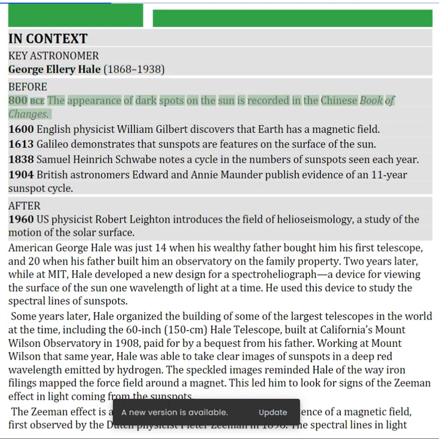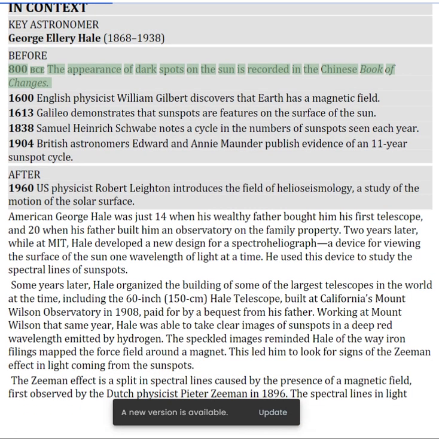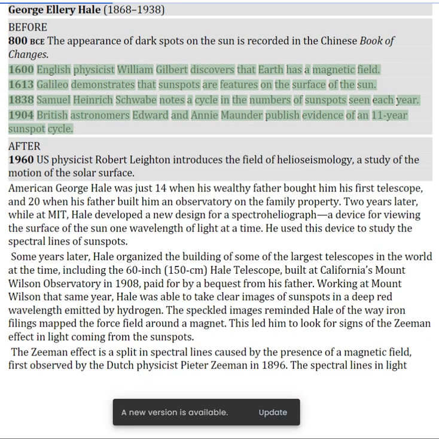Before 800 BCE, the appearance of dark spots on the Sun is recorded in the Chinese Book of Changes. 1600, English physicist William Gilbert discovers that Earth has a magnetic field. 1613, Galileo demonstrates that sunspots are features on the surface of the Sun. 1838, Samuel Heinrich Schwabe notes a cycle in the numbers of sunspots seen each year. 1904, British astronomers Edward and Annie Maunder publish evidence of an 11-year sunspot cycle.